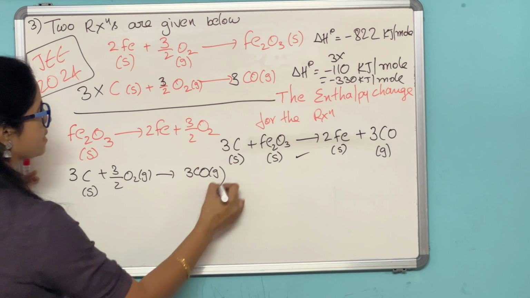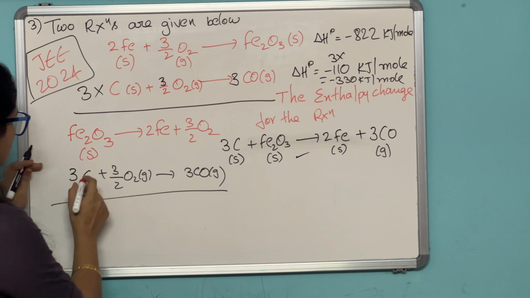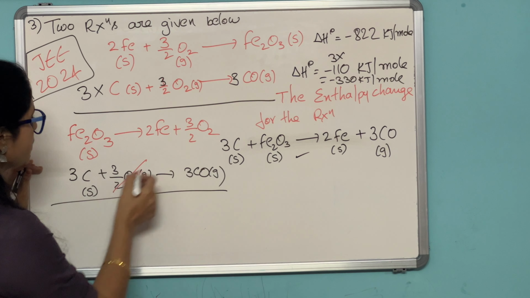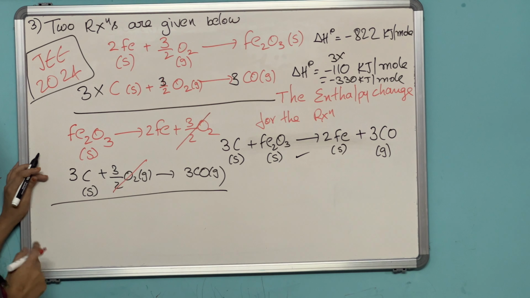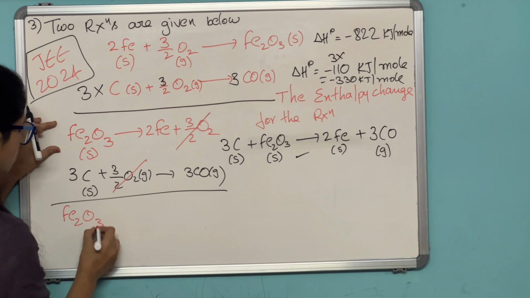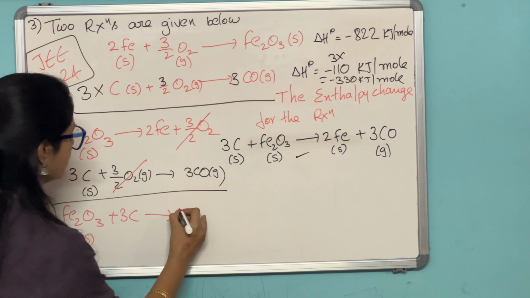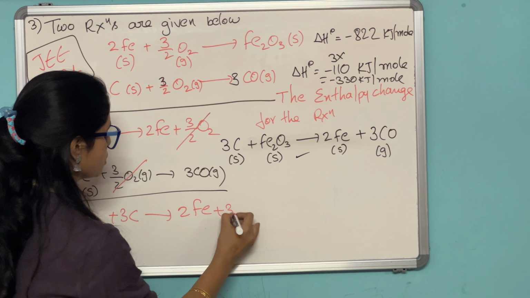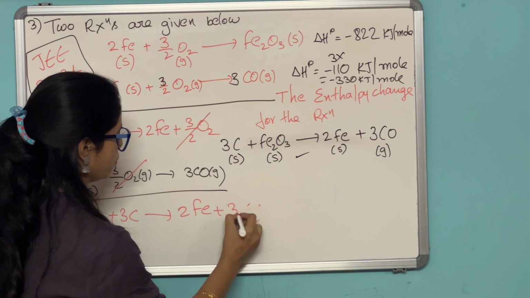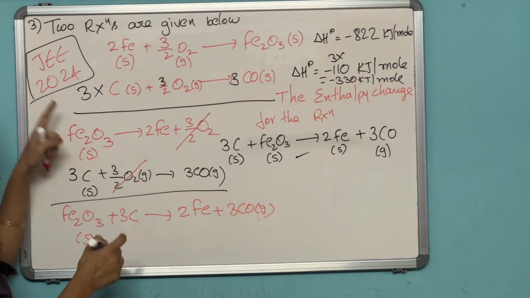Now look for the cancellations. Here this 3 by 2 O2 and this 3 by 2 O2 will get cancelled. That's it. So write down the equation: Fe2O3 solid plus 3C gives rise to 2Fe plus 3CO. How did you get this equation? By reversing the first equation.